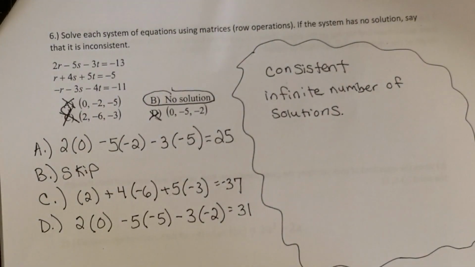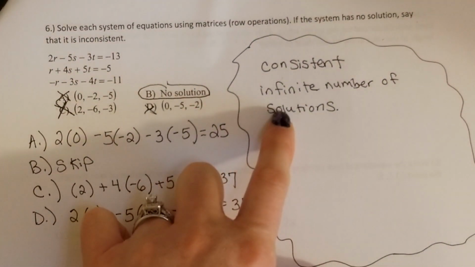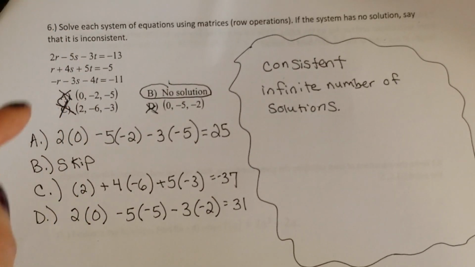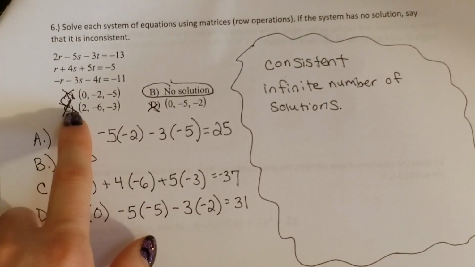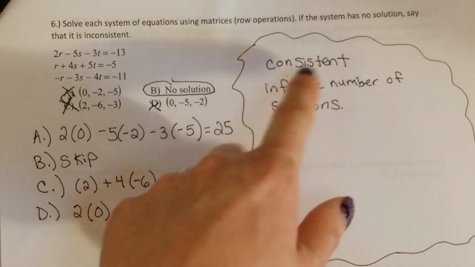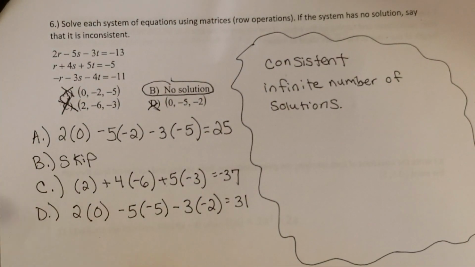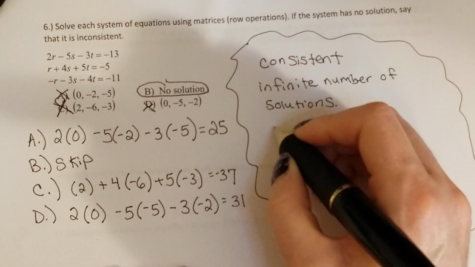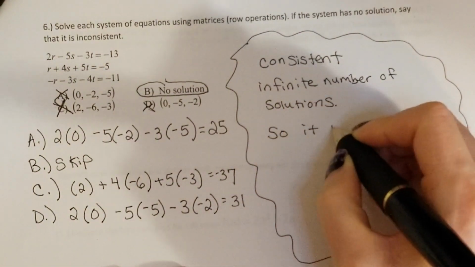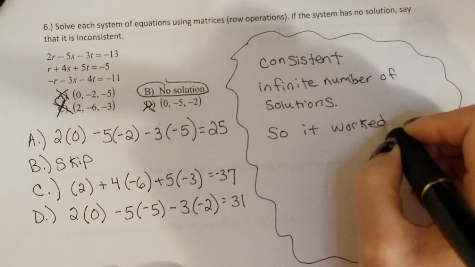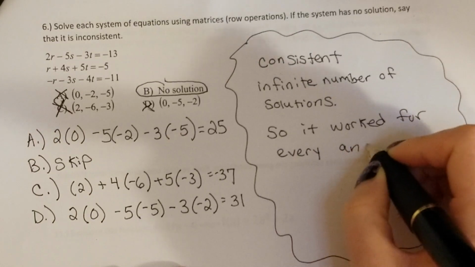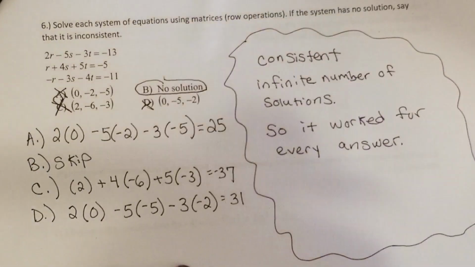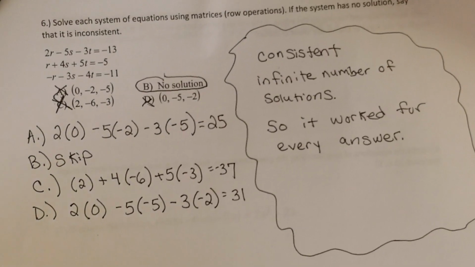Okay, and what that would mean is that if yours was consistent, it would have worked for all answer choices. So when you're doing this process, let's say it did work for A, you do have to check at least C to make sure that it's not consistent. Unless, of course, consistent isn't one of your answer choices, then you can get away with not doing that. So it worked for every answer. Okay, just as a side note.